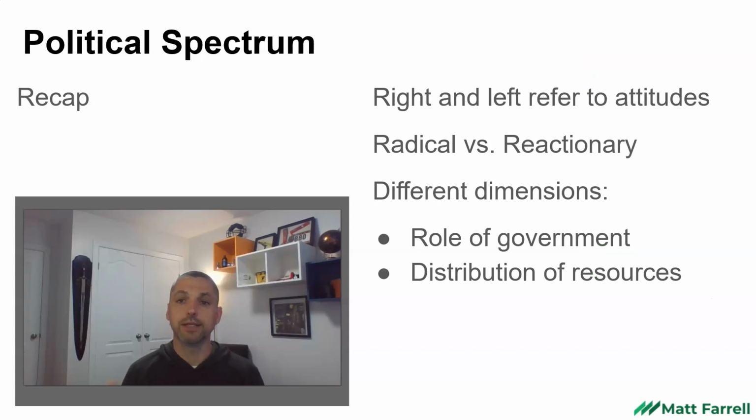Just to recap, right and left, these are general directional attitudes. They are not buckets. We can loosely refer to the left side as the radical side and the right side as the reactionary side. However, there's a lot of different dimensions within there. And the two key ones are the role of government: how much authority do you want the government to have? And also the distribution of resources and the organization of society. Do you want things to be more equal, or do you want to allow for some individuality and some inequality?